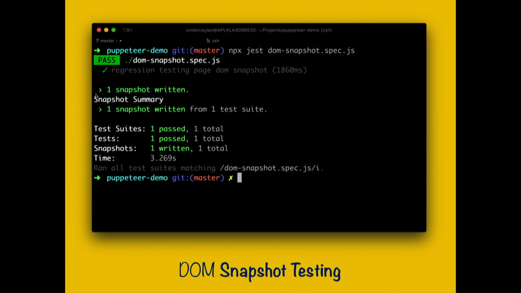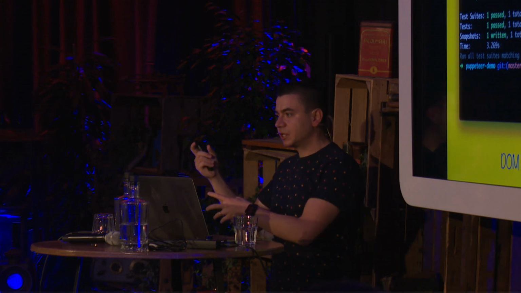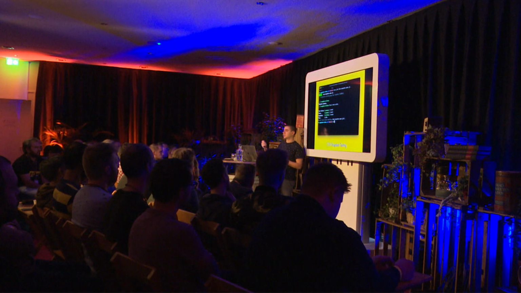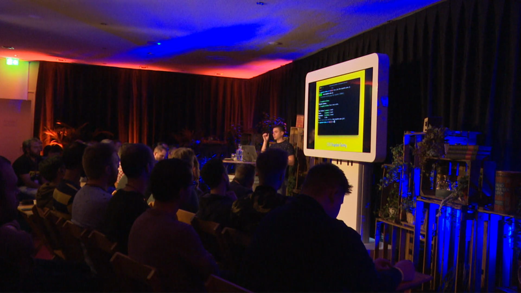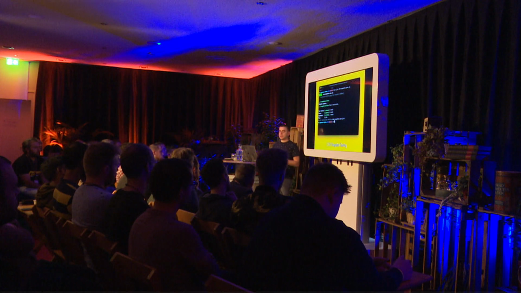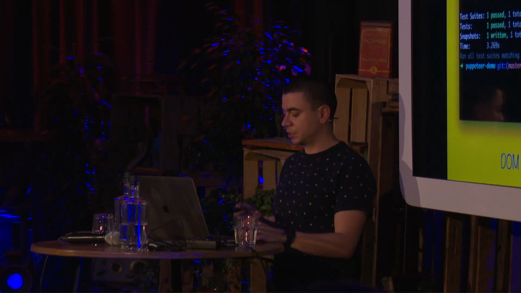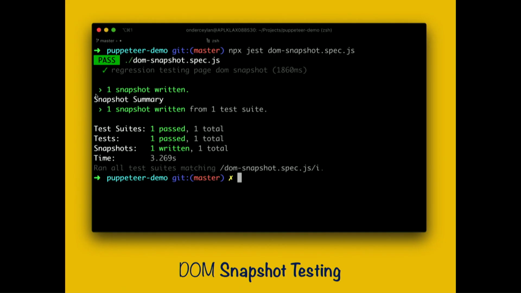Next one is DOM snapshot testing. Jest, I love Jest. Jest supports snapshot testing, but you can also use it with DOM. You can take the whole snapshot of your DOM and then test it against regression. If you don't expect any change in your DOM, for instance, you can catch this type of errors, this type of regression troubles during your testing process.